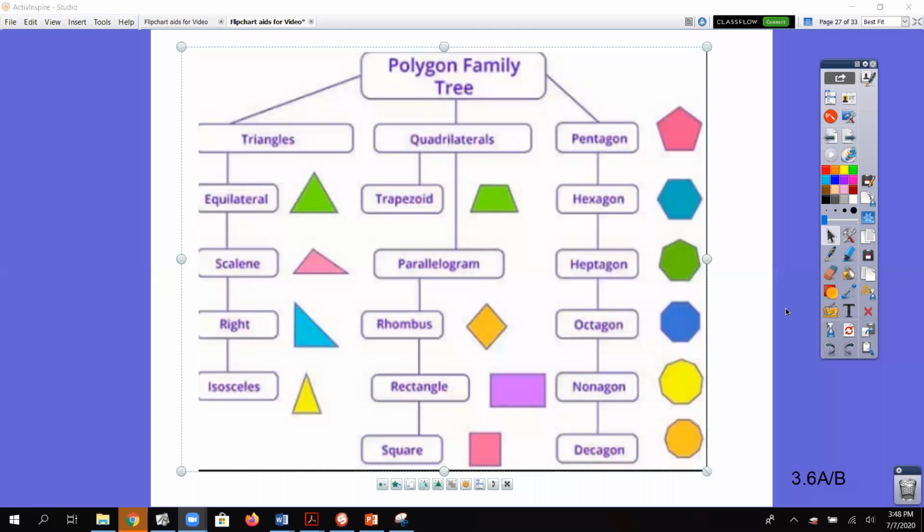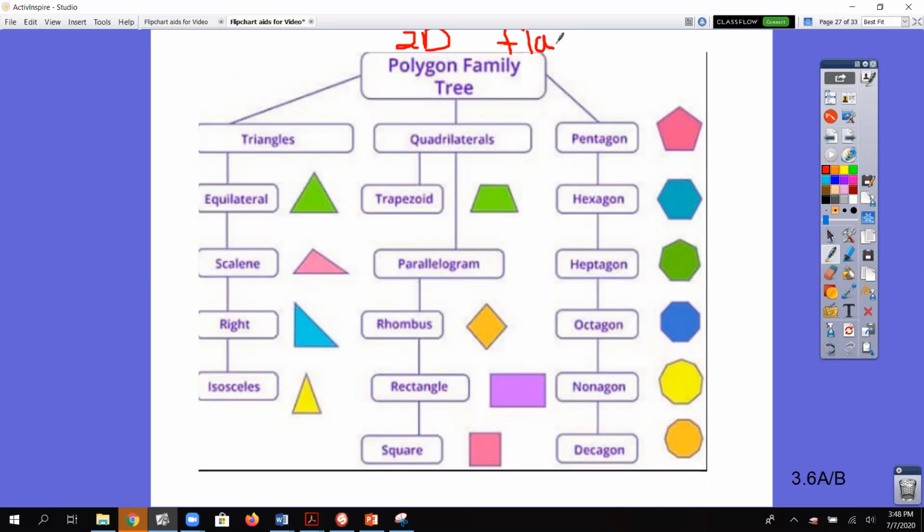Hello, we're going to be looking at what a quadrilateral is today, 3.6a, 3.6b. Let's start by reviewing the Polygon family tree. Remember, a polygon is a closed figure made up of straight lines, and they're always 2D figures. Polygons are always 2D, which means they are flat.